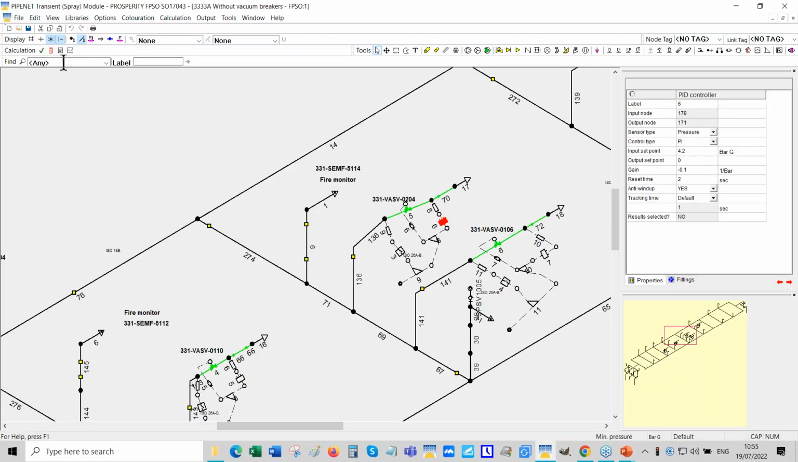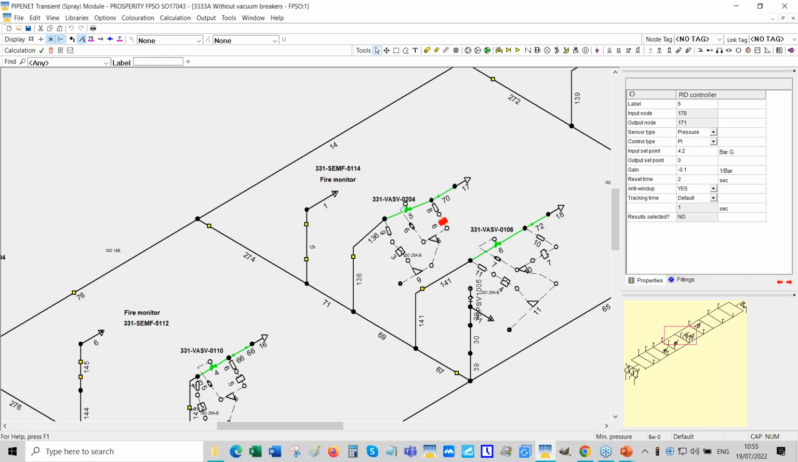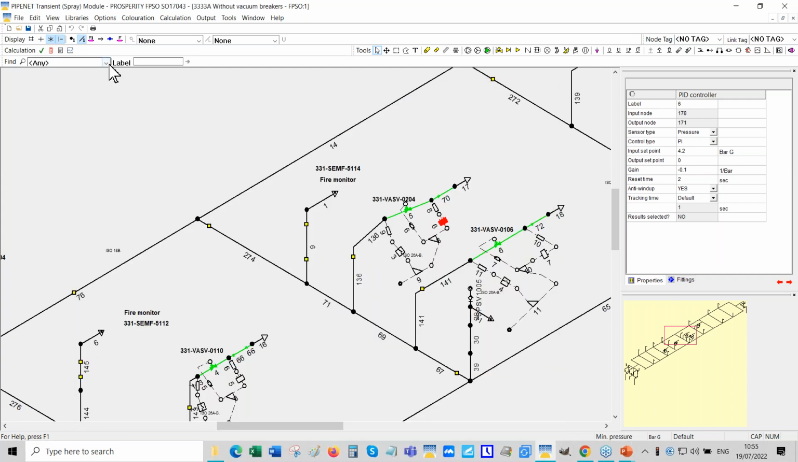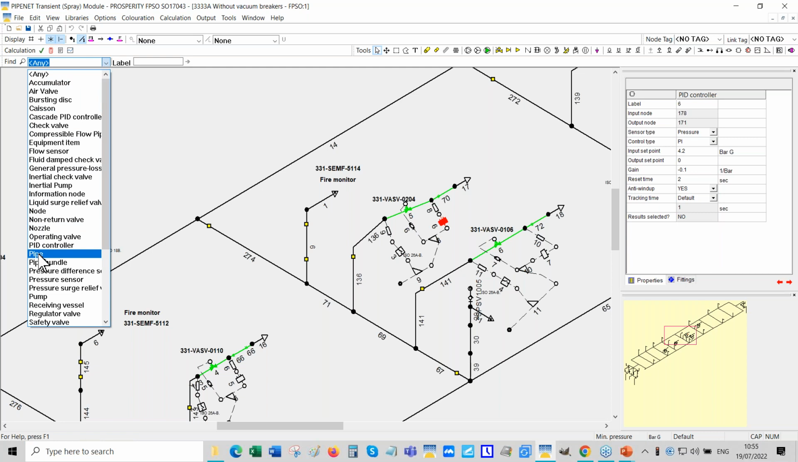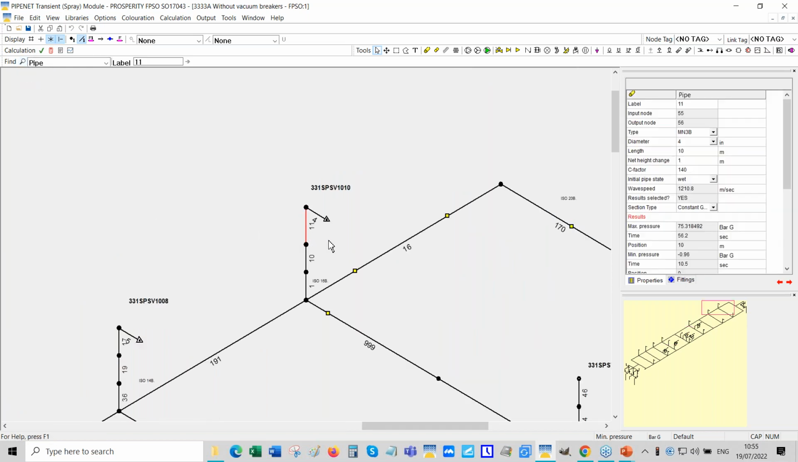Anyway, we looked at this one, 75. That's on pipe 11 at the outlet. We want to see where it is. So I'm teaching you some tricks. Pipe 11, where is pipe 11? See, it takes me straight to pipe 11. I don't have to do all kinds of searches and things like that. PIPENET does the hard work for you. So this is pipe 11. That's where the problem is.